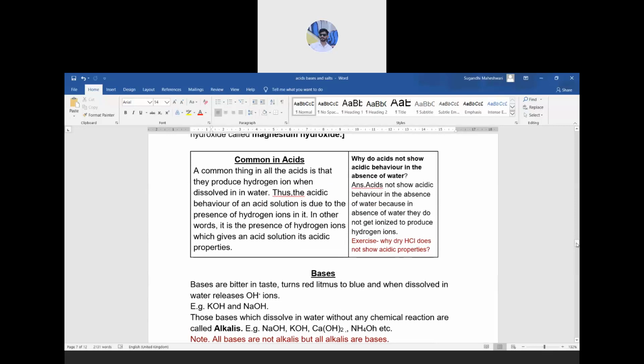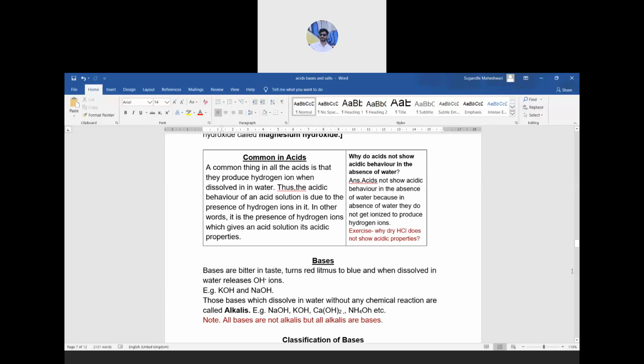What we have learned is that acidic nature is because of the hydronium ion, and hydronium ion is formed when acid is dissolved in water. When acids are dissolved in water, they form hydronium ions. If no hydronium ion is there, that means there is no acidic behavior.